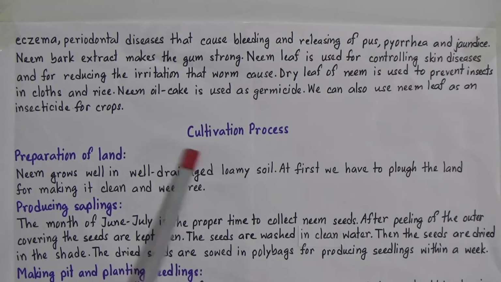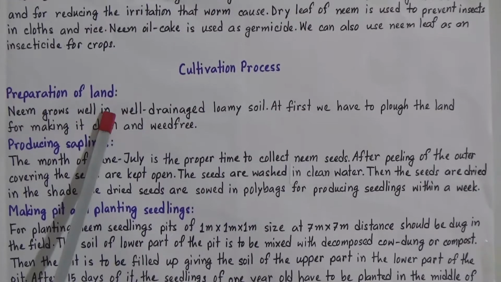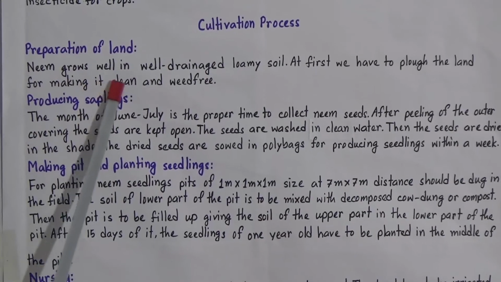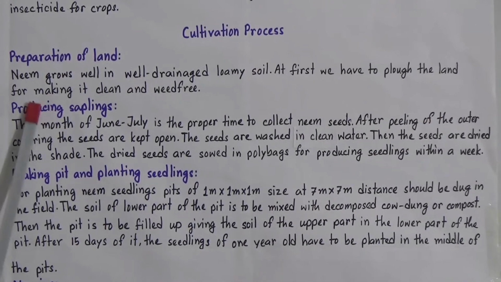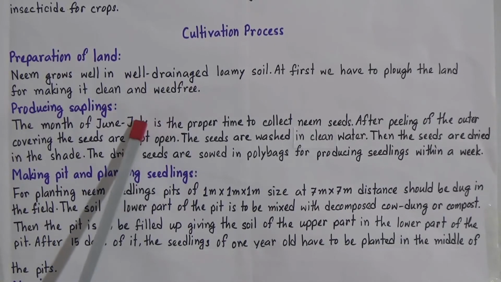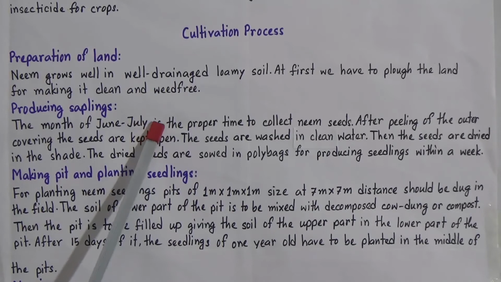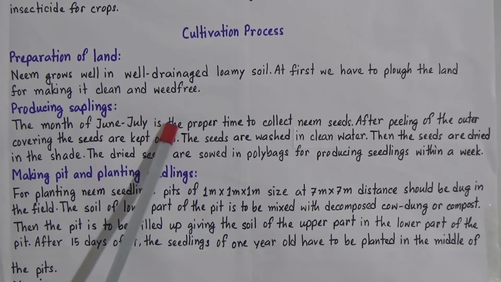Now we will know the cultivation process of neem. At first we will prepare the land, and how. Neem grows well in well drained loamy soil. So at first we have to plow the land for making it clean and weed free. So at first we will plow the land and then we will make it clean and weed free.